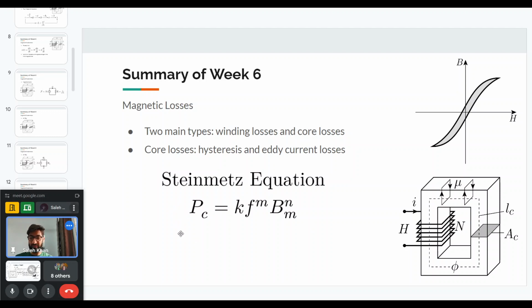And this PC value will be the core loss per unit volume, and then you have to multiply that with your particular volume of the core. And the volume of the core, in this case, is the product of the path length LC and the core cross-sectional area AC. And that is what we mean by the volume of the core for this case.